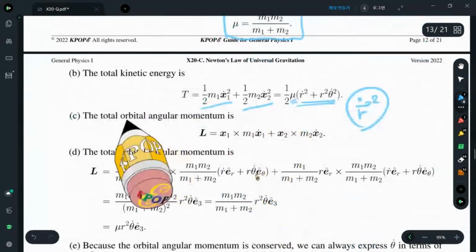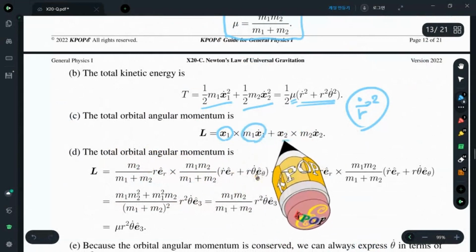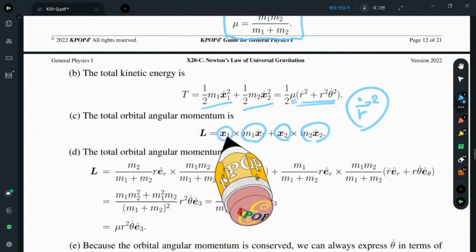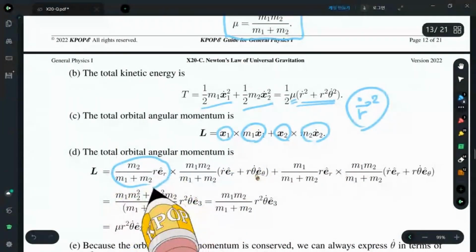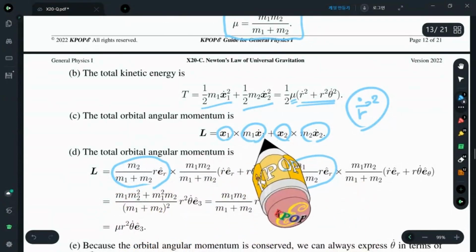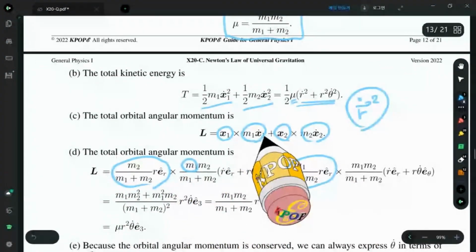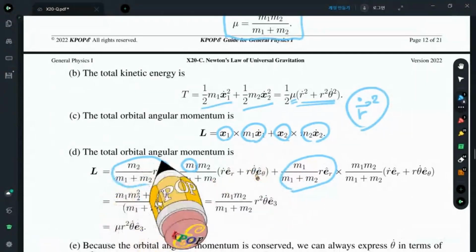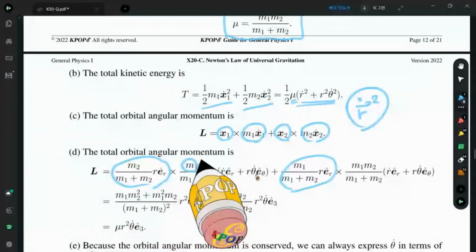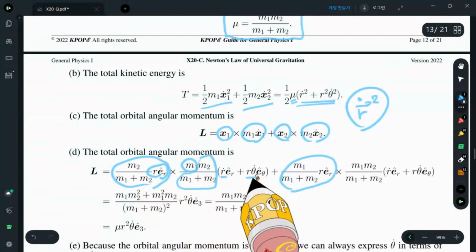Okay. And the total angular momentum is r cross p, summed over the two particles. If we substitute x1 and x2, mass m1 times the velocity of the first particle, this derivative, the same factor appears, and this one is identical to this.